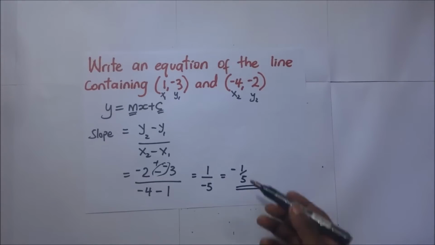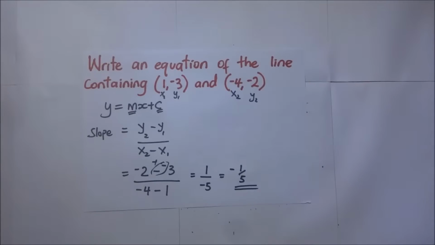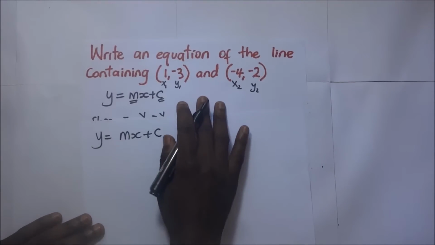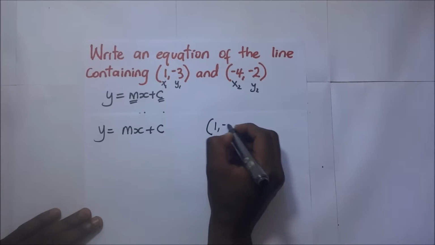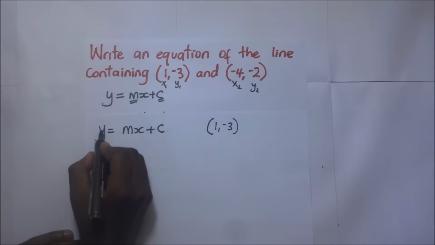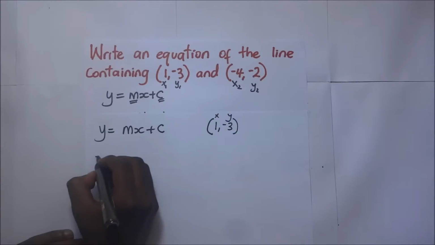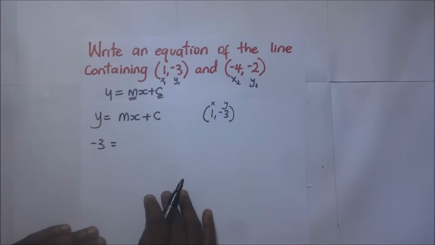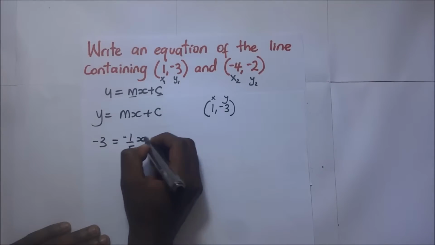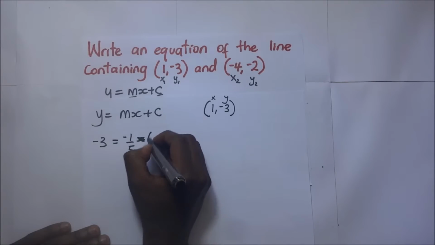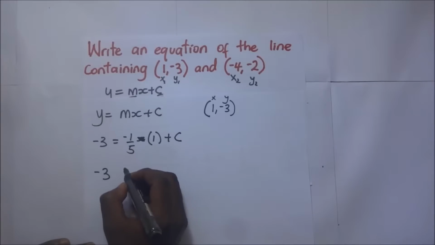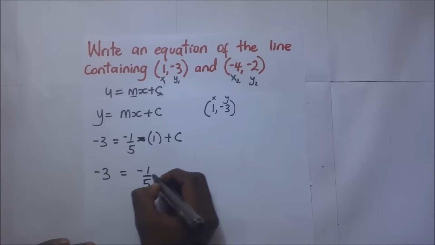So that's our slope. After finding our slope, go ahead and find the value of c, the y-intercept. From y = mx + c, we shall just get one of these 2 points. Let's get this one, (1, -3), and substitute it in here. This is x, this is y. So our value of y here is -3, so we shall say -3 is equal to our slope, which we already got as -1 over 5, times x, our value of x here is 1, plus c. So this is going to become -3 = -1/5 + c.